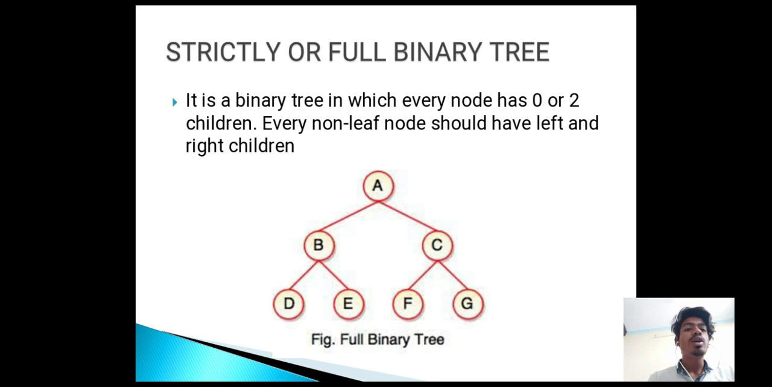Now the strictly or full binary tree. It is a binary tree in which every node has 0 or 2 children. As we can see in the image, every node has two children, so it is a perfect and full binary tree. Every non-leaf node has left and right children. So this image shows the full binary tree example.